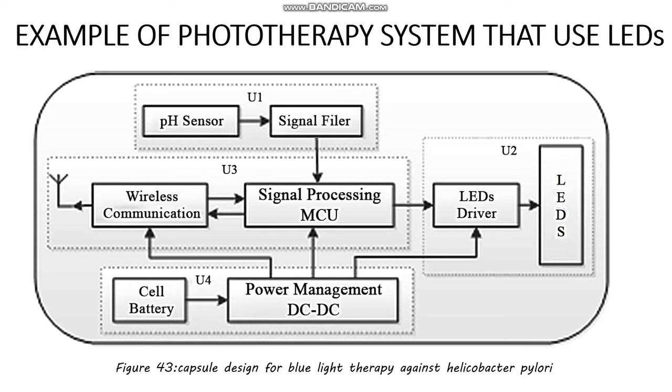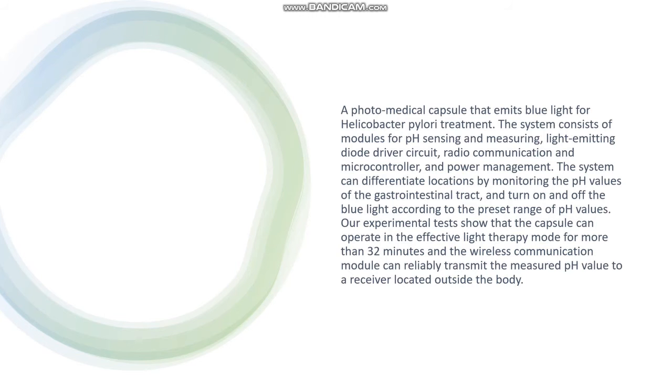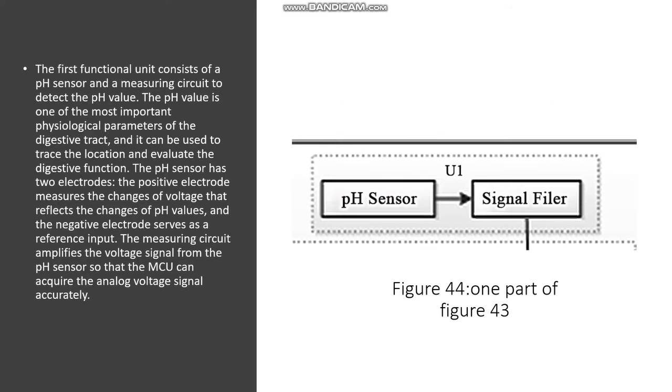This is an example picture of a phototherapy system that uses LEDs. A photomedical capsule that emits blue light for Helicobacter pylori treatment. The system consists of modules for pH sensing and measuring, light emitting diode driver circuit, radio communication and microcontroller, and power management. The first functional unit consists of a pH sensor and a measuring circuit to detect the pH value.